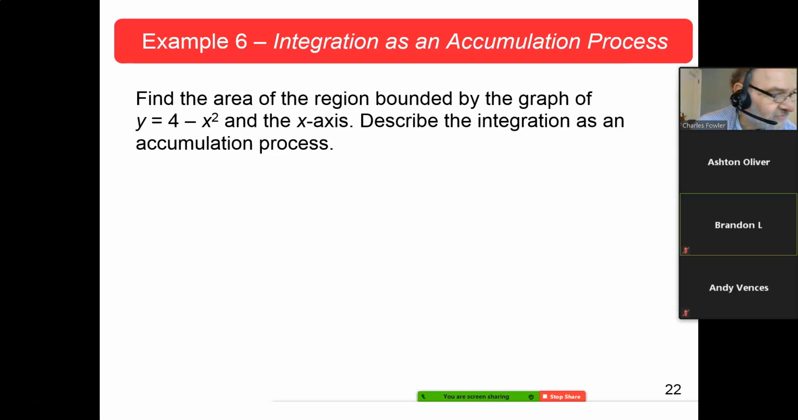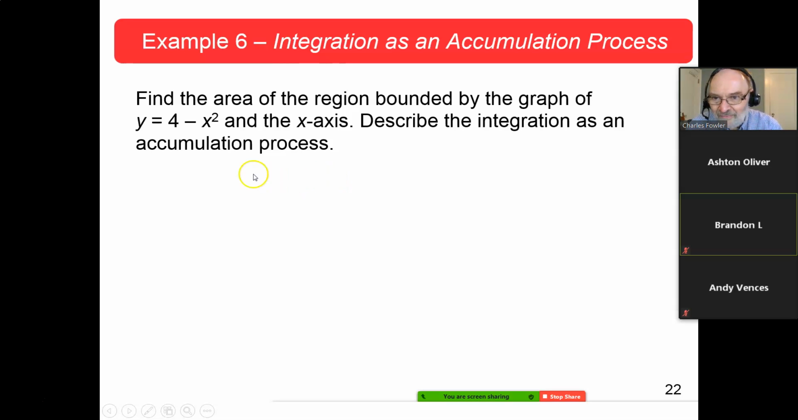Here's example 6. I don't know why that little blurb was given there. There was nothing new in my mind in it. Find the area of the region bounded by the graph of y equals 4 minus x squared and the x-axis. And it says describe the integration as an accumulation process.